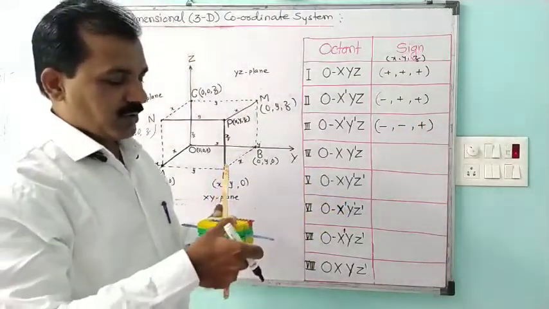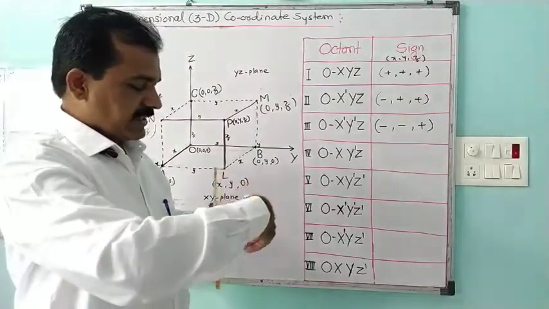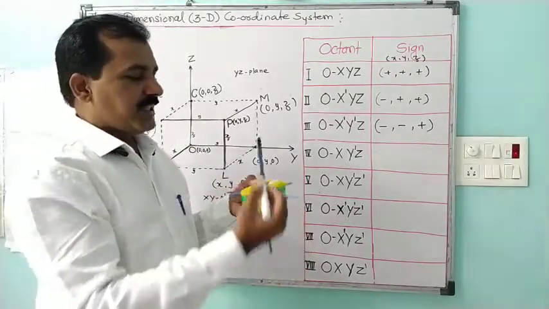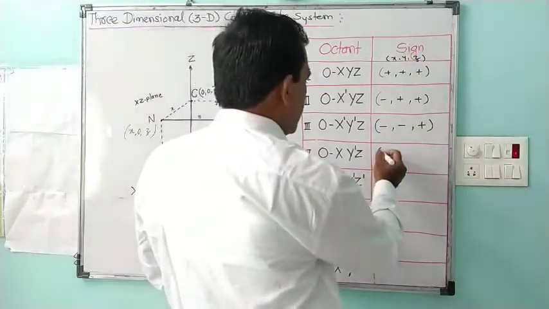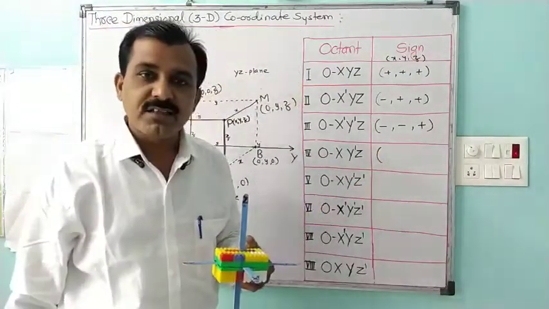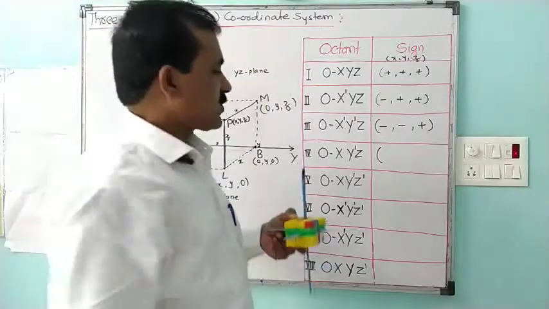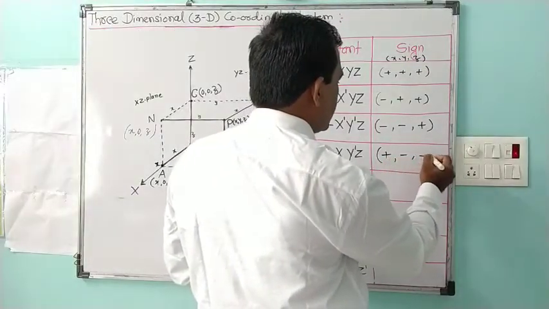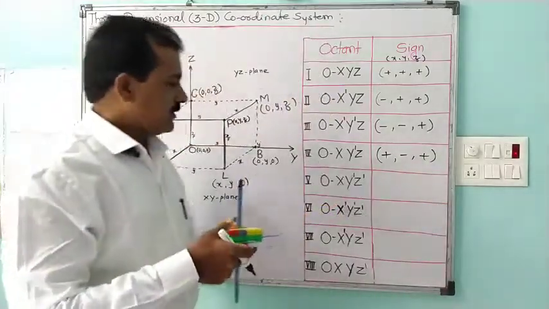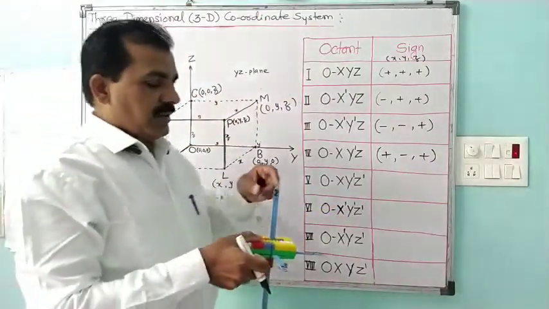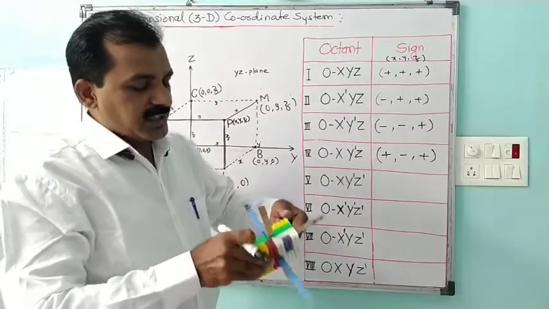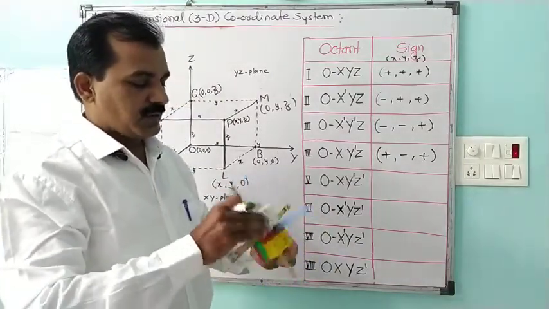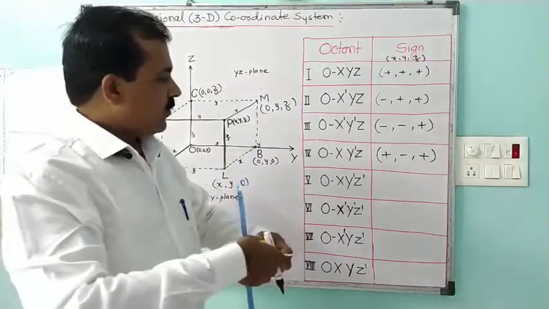When we rotate in anti-clockwise direction, we get the next octant, where x is positive, y is negative and z is positive. So the signs of the coordinates of the points in this octant will be first positive, second negative, third positive. And when we take the rotation about the negative z-axis, we get the first octant.